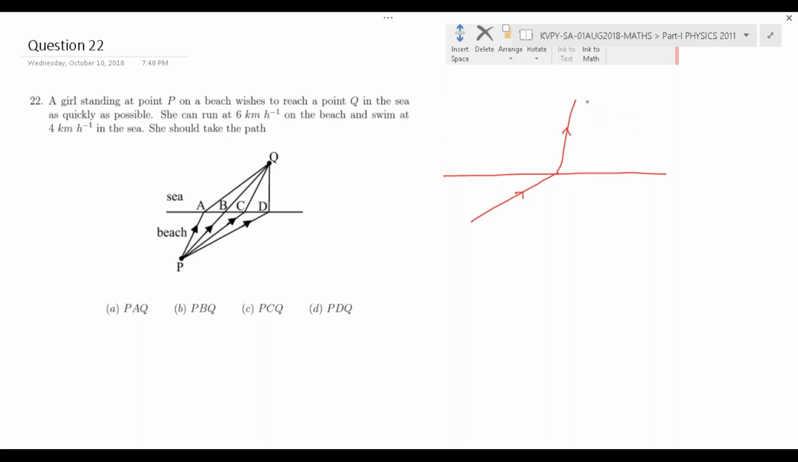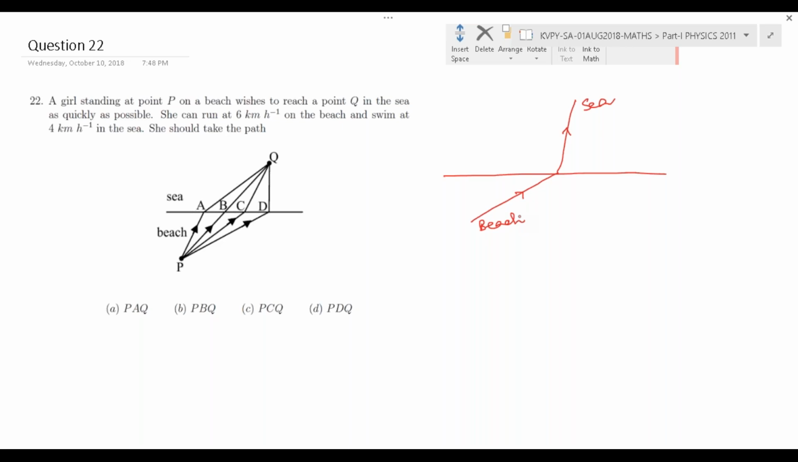So this is sea and this is beach. Now what happens is that when the ray goes from the rarer to the denser medium, it bends towards the normal to reach in the minimum time. That's why the light travels this way. And we get the correct option as C, PCQ, but not D.